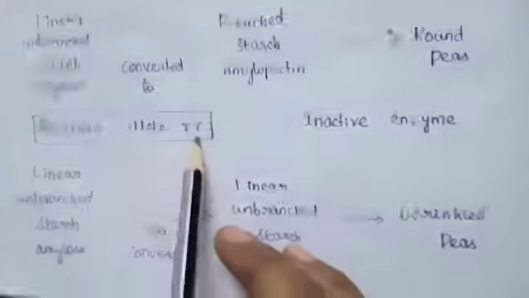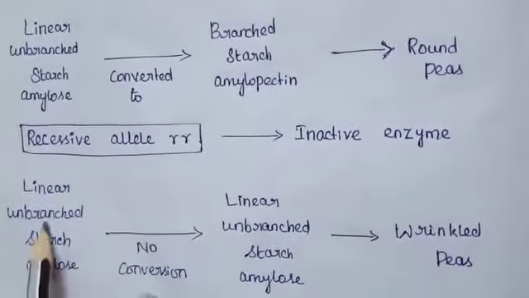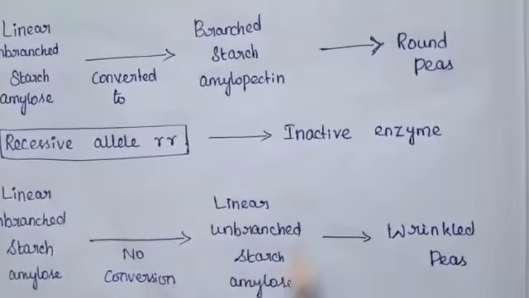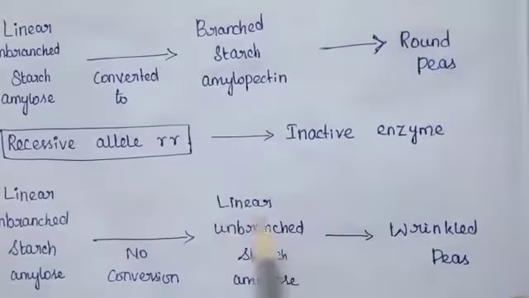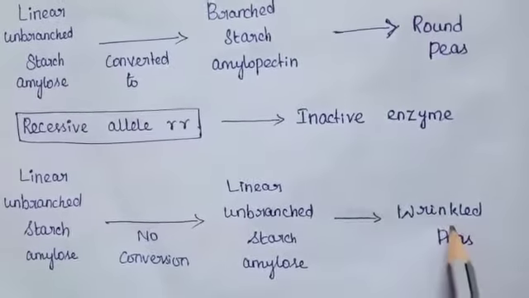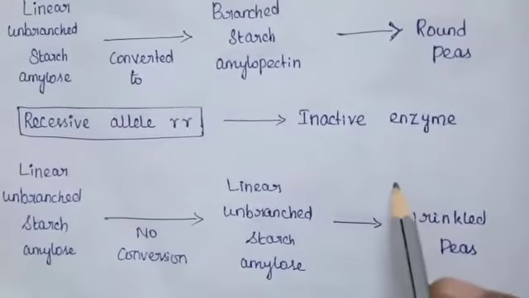With the recessive allele small r, the enzyme is not active. It is an inactive enzyme. Linear unbranched starch amylose: there is no conversion here. So the linear unbranched starch amylose remains the same, there is no change. So here wrinkled peas are present. So this is the molecular explanation of round and wrinkled peas.